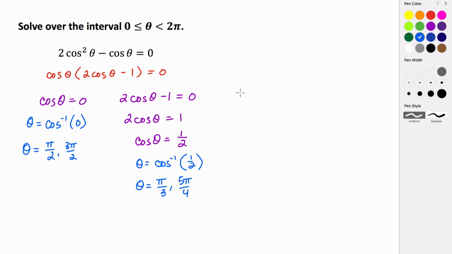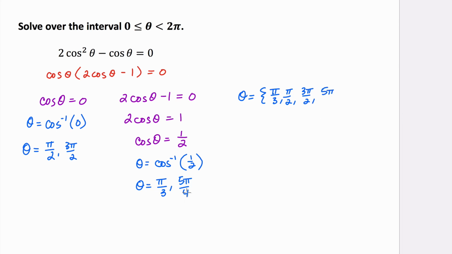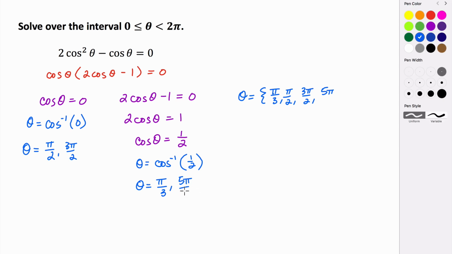So our solution is going to be all of these. So pi over 3, pi over 2, 3 pi over 2, and then 5 pi over 3. Oh, that's supposed to be 5 pi over 3, sorry. So those are all the values that are solutions to this equation.